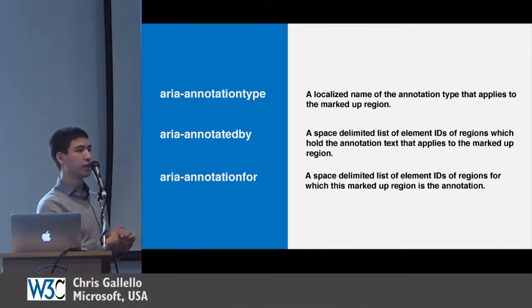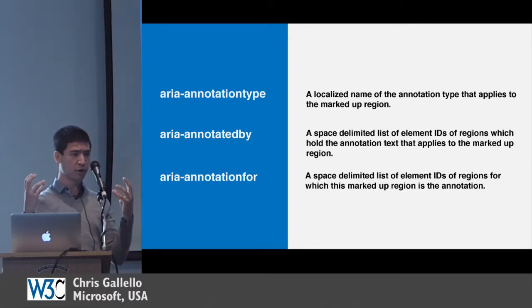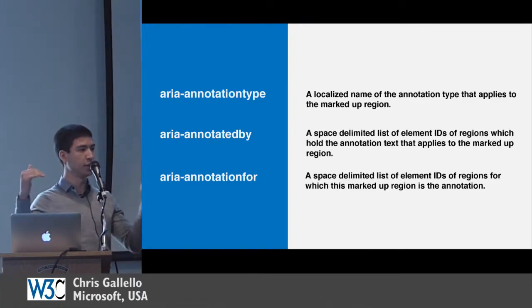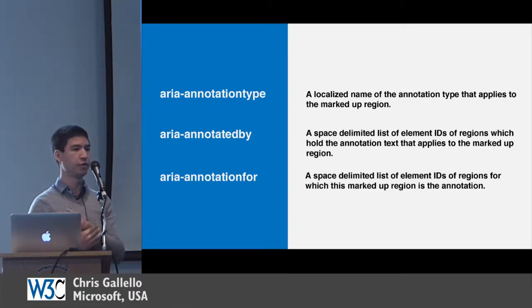Secondly, we want to allow blind users to jump back and forth between the two. So we need to make sure that in the DOM, we're actually referencing the two towards each other, the annotated text and the annotation.